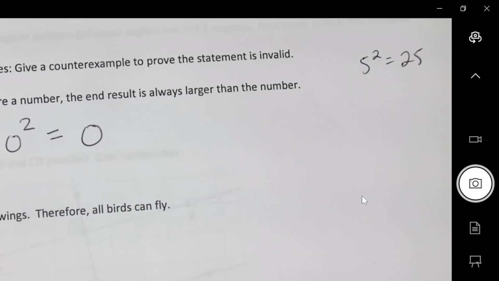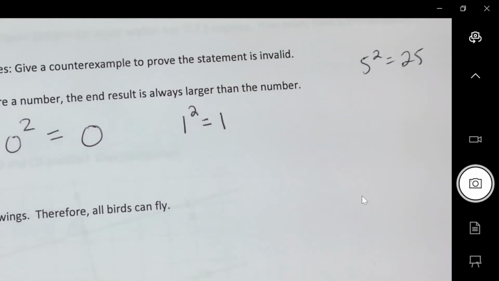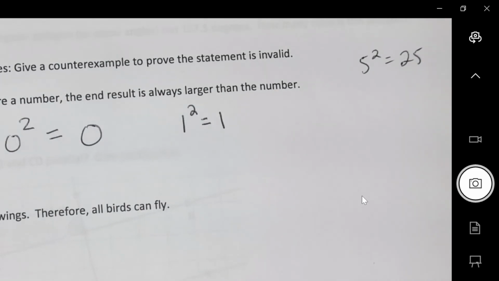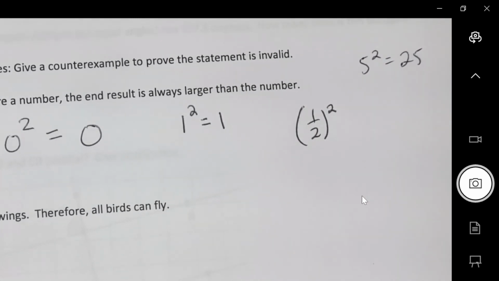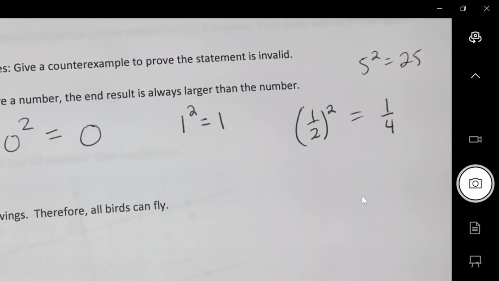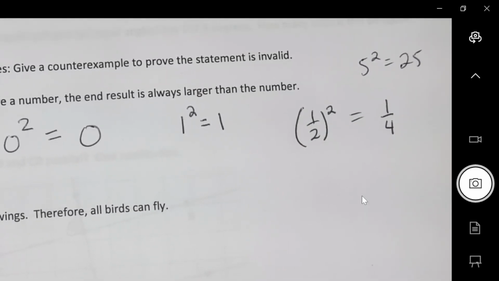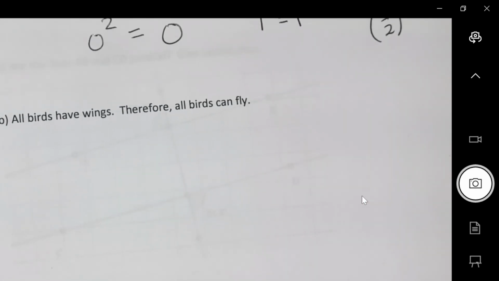What else? There's something else. 1, right? Doesn't get any bigger. Or fractions. Because if you do a half squared, you end up with a quarter, which actually goes smaller, right? So that's a counterexample.